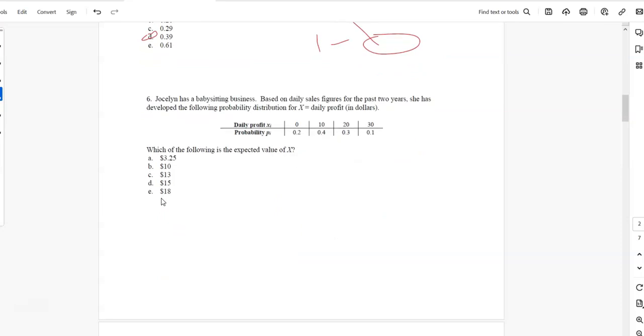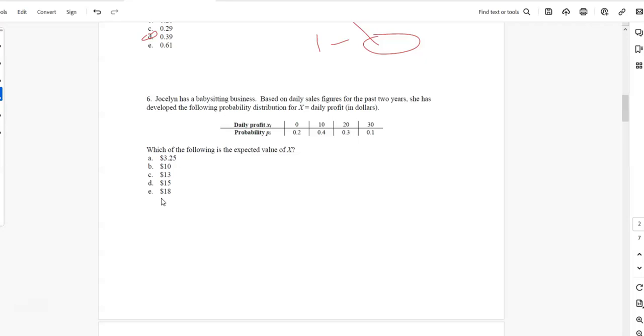Jocelyn has a babysitting business. Based on daily sales figures for the past 2 years, she's developed the following probability. Daily profit, sometimes she gets 0, she doesn't babysit. Sometimes she gets $30, but that doesn't happen that often. So what's the expected value of X?